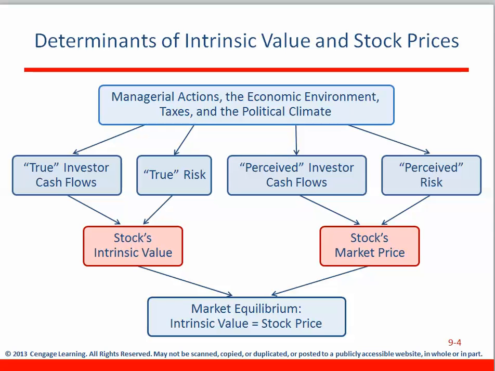And so this is a graphic of what I was just talking about. All kinds of things can affect stock prices. What management does, for sure, the economic environment, taxes, the political climate, the situation in Europe, everything affects the stock price because it has the potential to affect future cash flows. And so the problem is that there's what will actually happen, how these actions actually will affect the cash flows and the risk, and then there's the perceived cash flows and the risk. And again, it's because we're predicting the future, and so we don't know for sure what will happen.